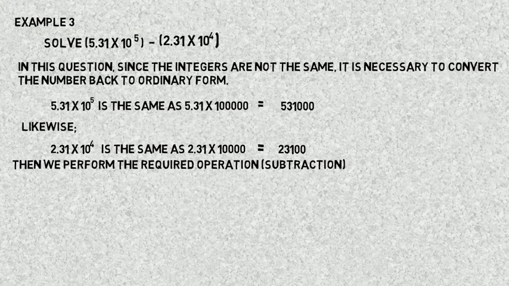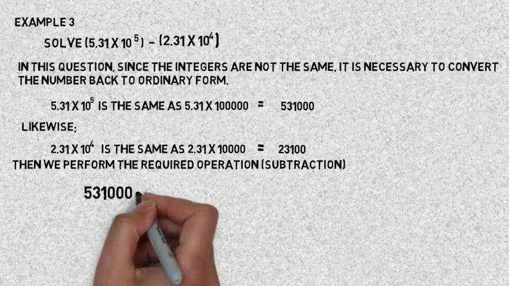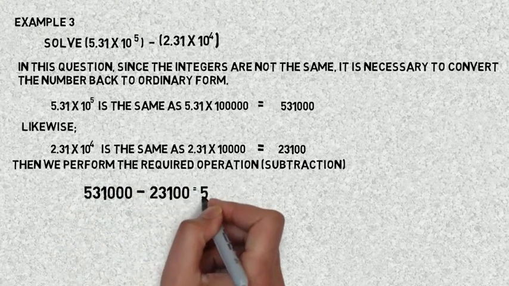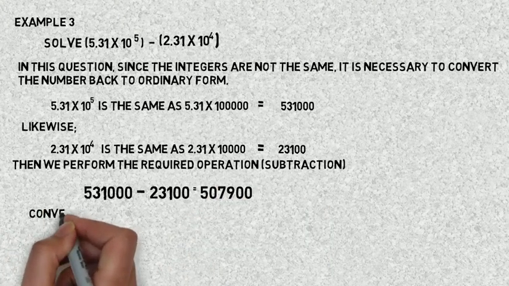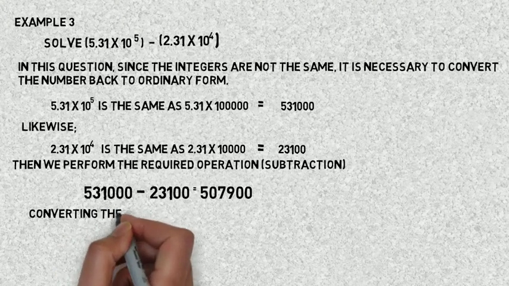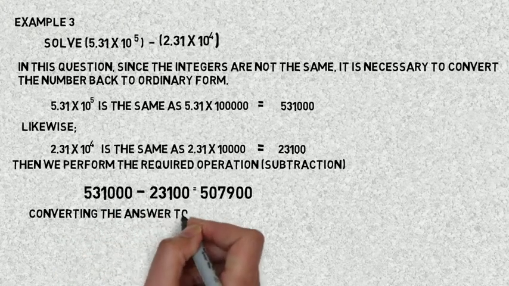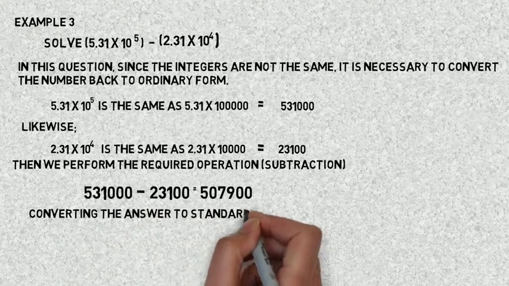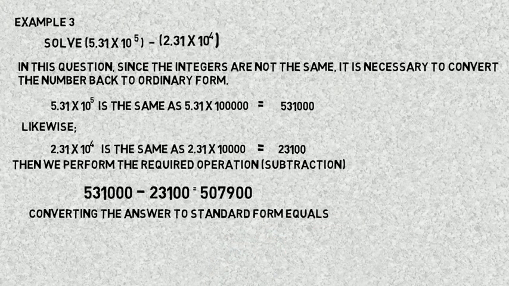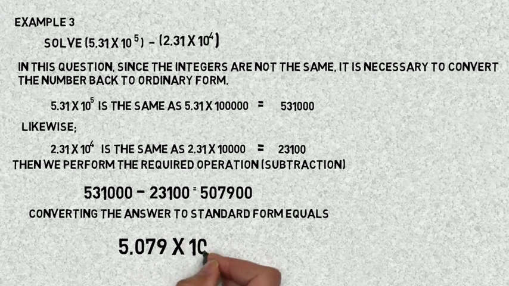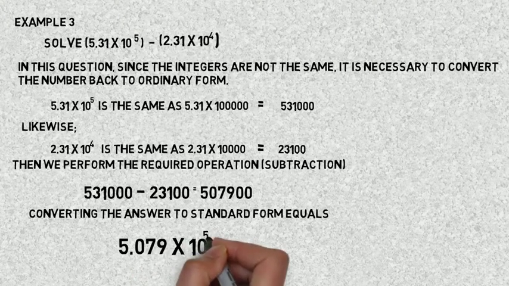Performing the subtraction operation, we have 531,000 minus 23,100. So this gives us 507,900. Converting the answer to standard form, like we did in the addition part, I'll have 5.079 times 10 raised to power 5.